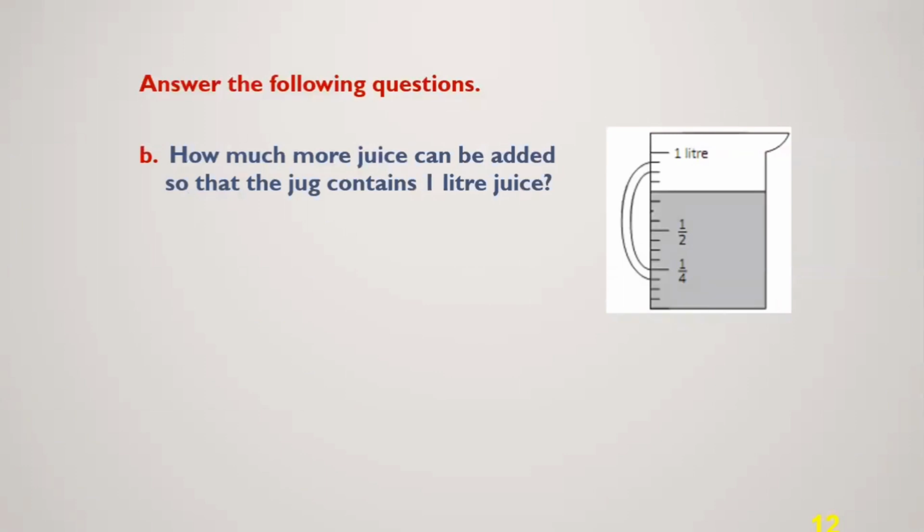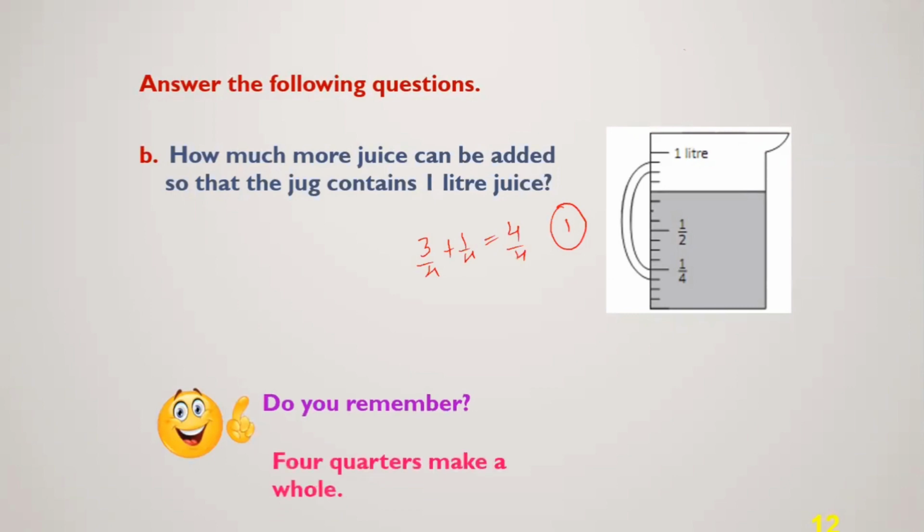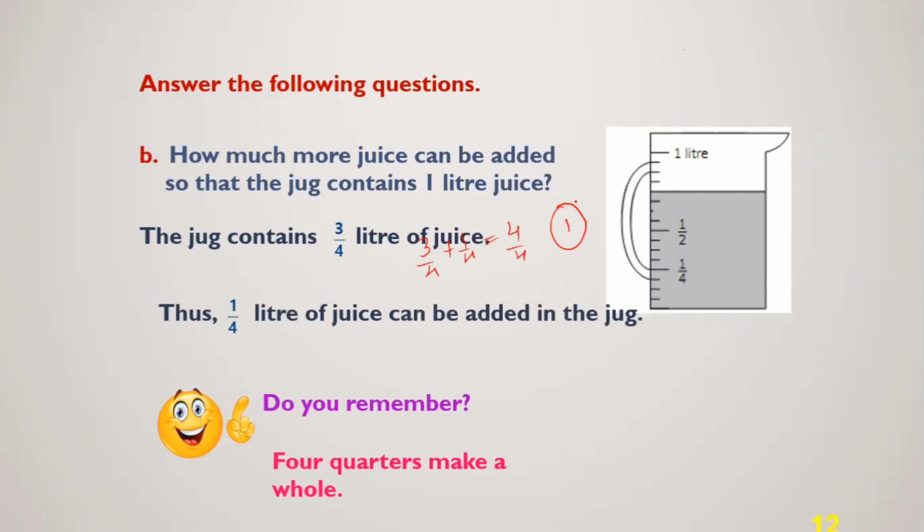How much more juice can be added so that the jug contains 1 liter of juice? Now, in the previous question we saw that this was 3/4 liters. So how much more to be added? 1/4 to be added, because 3/4 plus 1/4 gives you 4/4, which is one complete whole. So we need to add 1/4 more. As 4 quarters make one whole, right? So the jug contains 3/4 liter of juice, and then we add 1/4 liter.